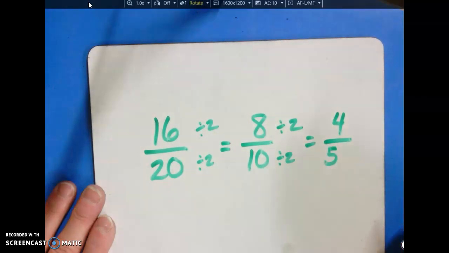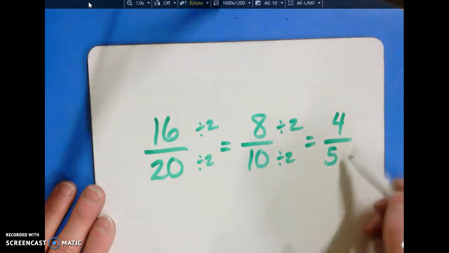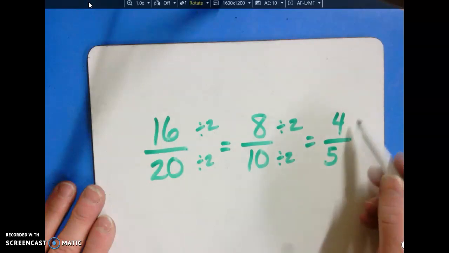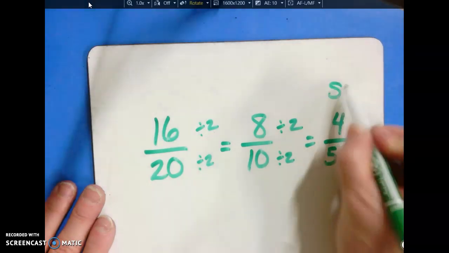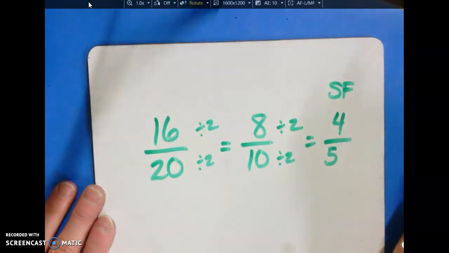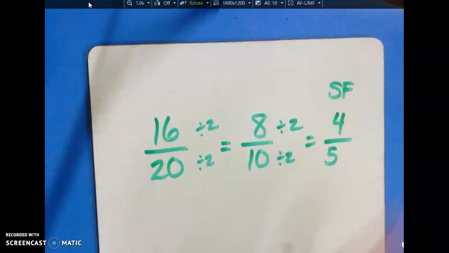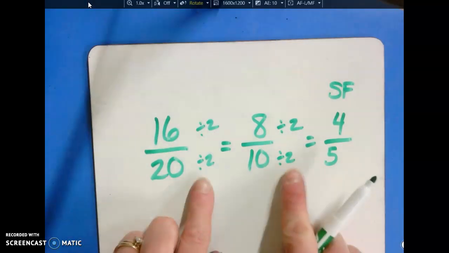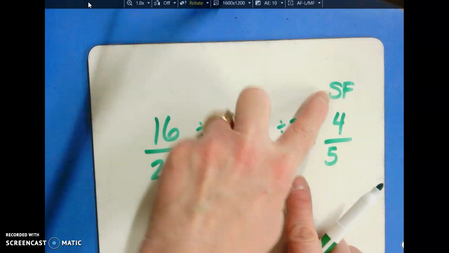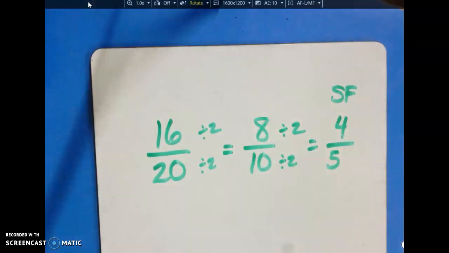Am I at simplest form? Yes, because I am down to counting order. Doesn't always have to be counting order, but if I get down to counting order, that is a simplest form fraction. Nice work. I hope that you're beginning to catch on how these fancy ones, dividing always to get to simplest form, using sometimes multiplication to get to just equivalent fractions.